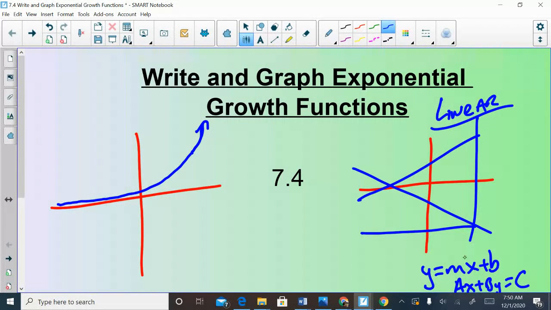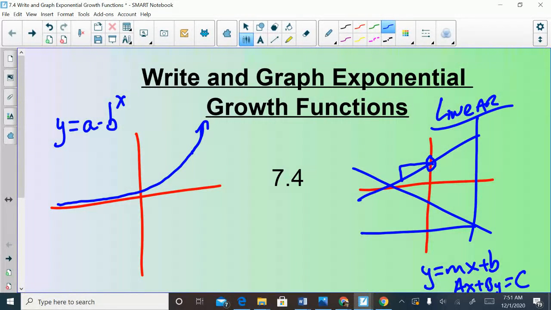We have these forms, y equals mx plus b and ax plus by equals c, for linear functions. For exponential functions, the way that you write them is going to be y equals a times b to the x power. And much like slope-intercept form, where m and b are really important, remember b is the place where it crosses the y-axis, and m is the slope. How much does it rise divided by how much does it run? That's what m and b represent.